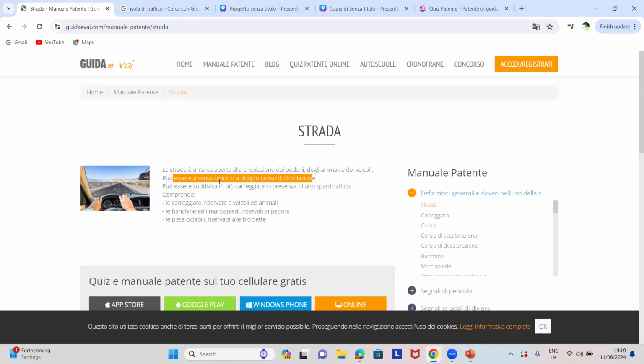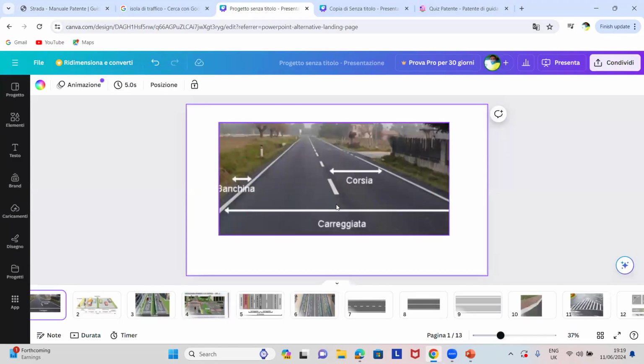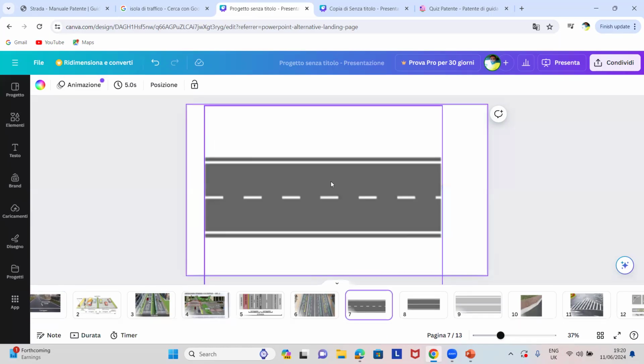So, può essere a senso unico, può essere a doppio senso di circolazione. Now watch. They're going to say, può essere suddivisa. Let's go back to where we were before. What is the use of this center line here? If you look at it, it is a discontinuous line, because there is space inside it. So they call this discontinuous line, or in some quizzes linea tratteggiata.